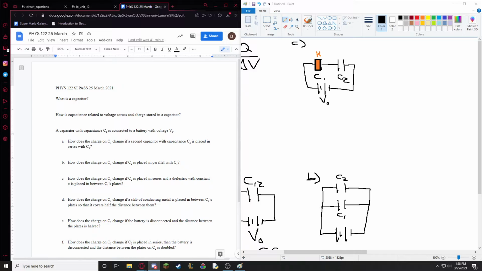Dielectric is supposed to be placed in between C2's plates. For this problem, we're placing the dielectric in between C1's plates. So we're placing them in series, and the dielectric is placed between C1's plates.